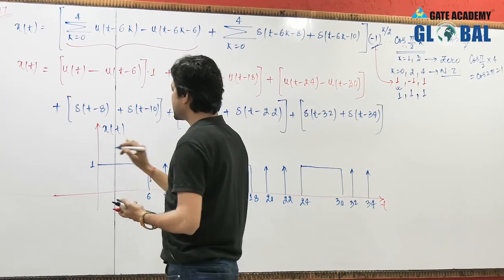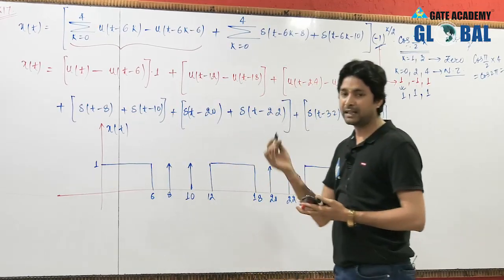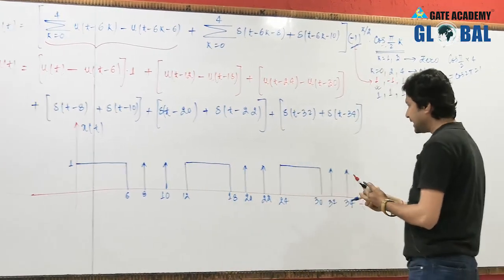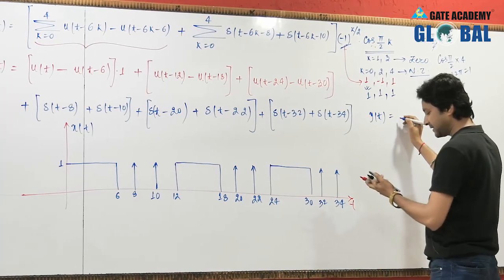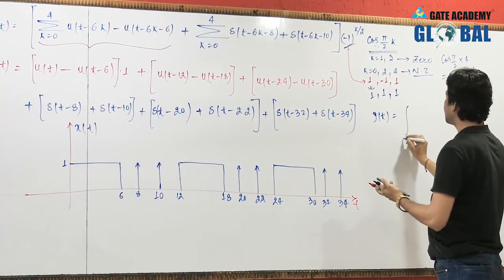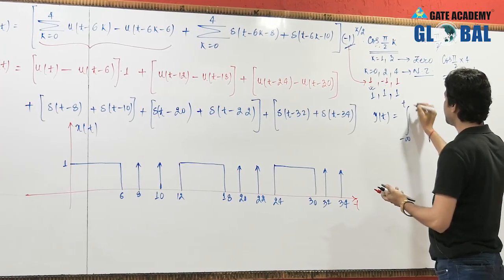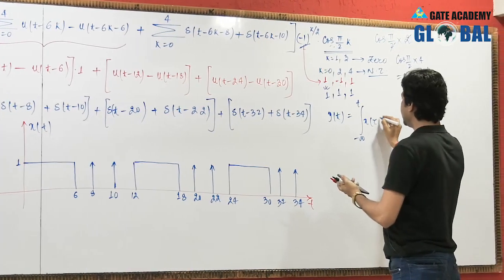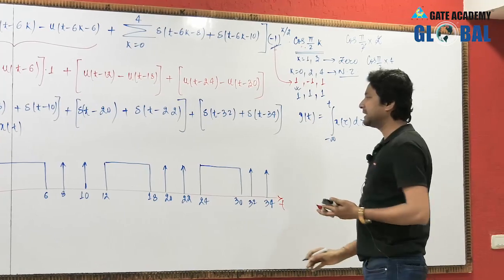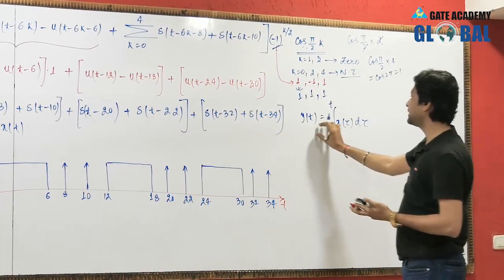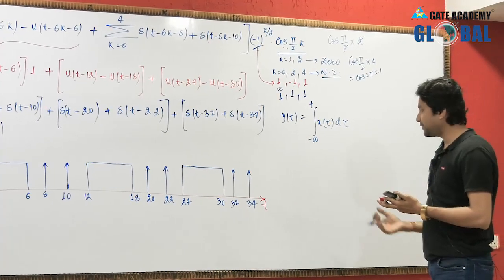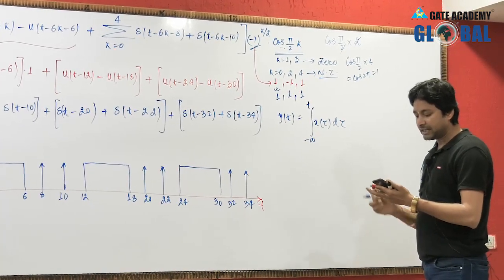Now if you closely see what is being asked in the question, the signal y of t is defined in terms of x of t as y of t equals the integration from minus infinity to t of x of tau d tau. That is, if you integrate this signal from minus infinity to t, you will have the signal y of t. So you have to find the steady state value of y of t.